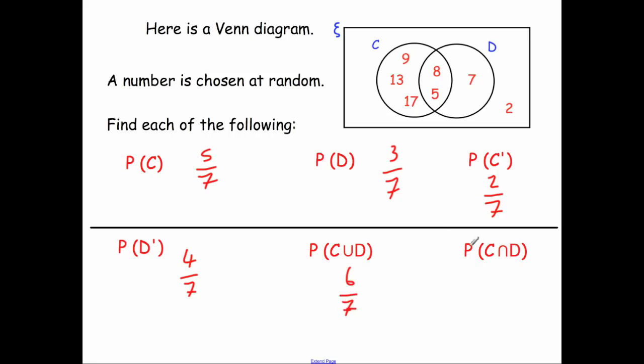And finally, what's the probability of C intersect D? In other words, the middle region, anything that's in C and D. So there's 2 numbers there, so it's going to be 2 out of 7, 2 sevenths.